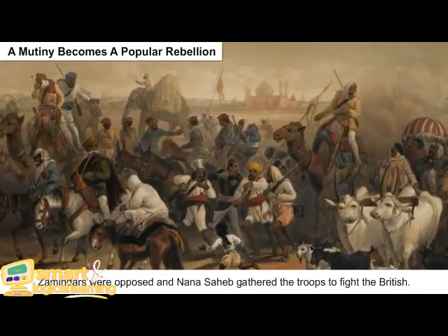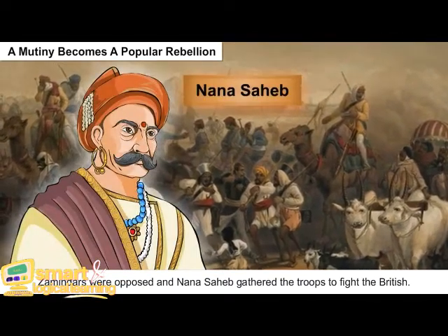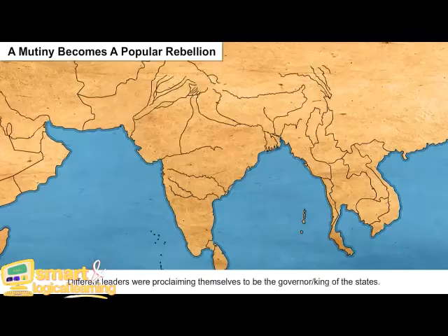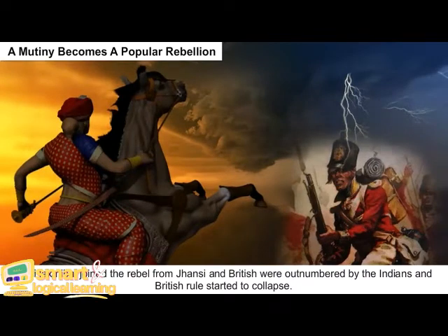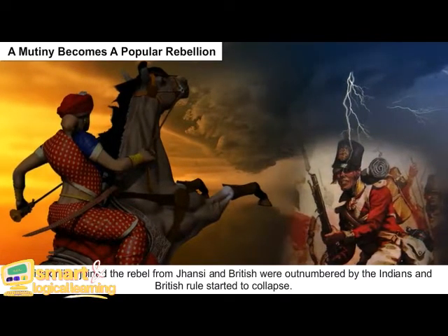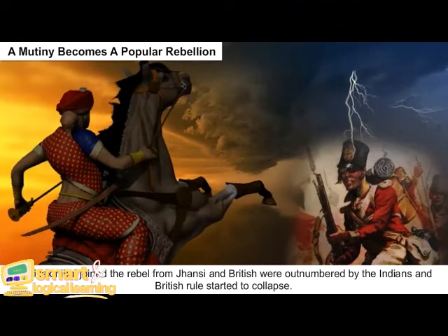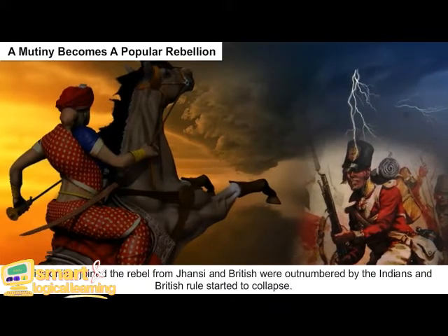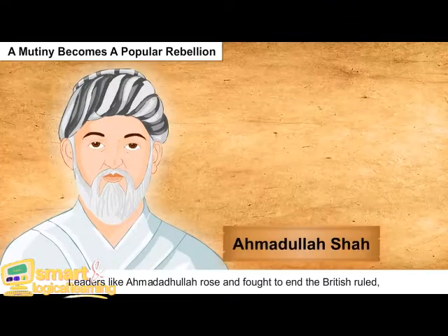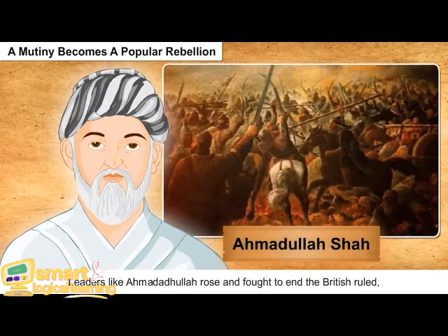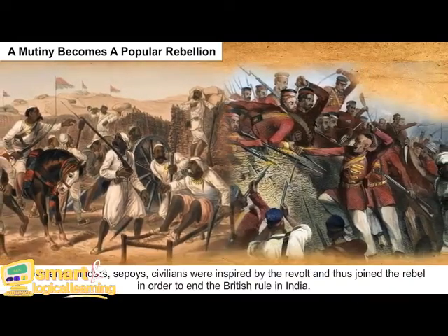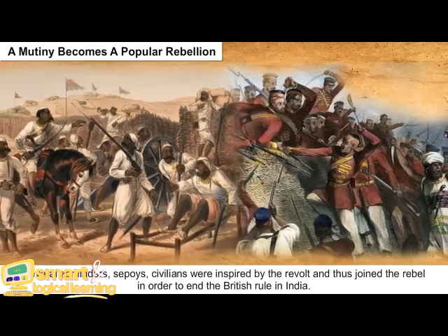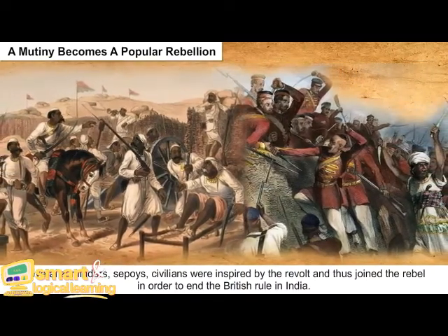Zamindars were opposed, and Nana Sahib gathered troops to fight the British. Different leaders were proclaiming themselves to be the governor or king of the states. Rani Lakshmibai joined the rebels from Jhansi, and the British were outnumbered by the Indians and British rule started to collapse. Leaders like Ahmadullah rose and fought to the end of British rule. Several zamindars, sepoys and civilians were inspired by the revolt and joined the rebels in order to end British rule in India.